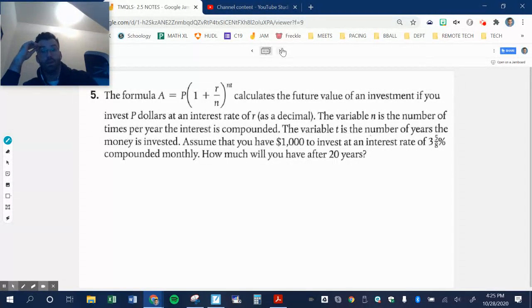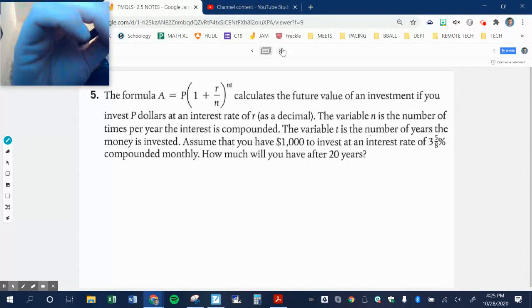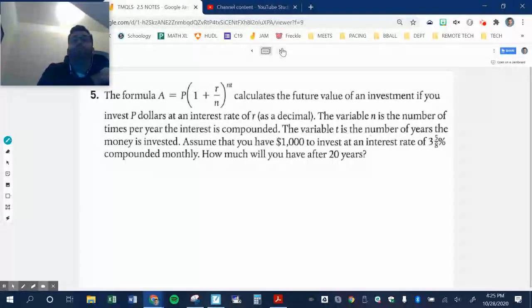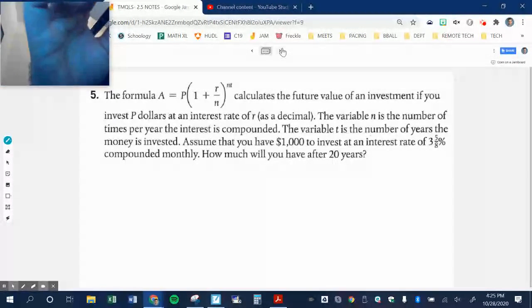If you want to invest $P at a rate, R is the decimal, N is the number of times compounded per year, T is time, or how long, the number of years the money is invested. So assume that you invest $1,000 at an interest rate of 3 5/8%, compounded monthly. How much after 20 years?